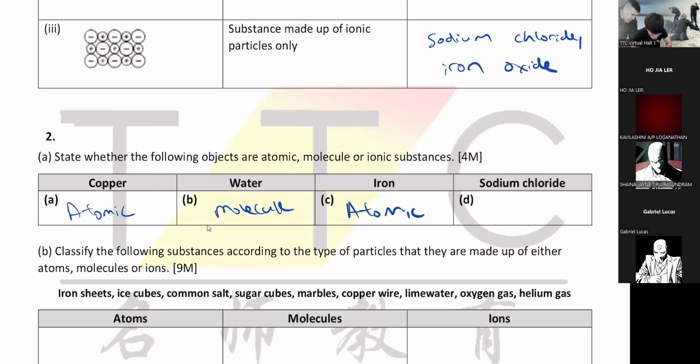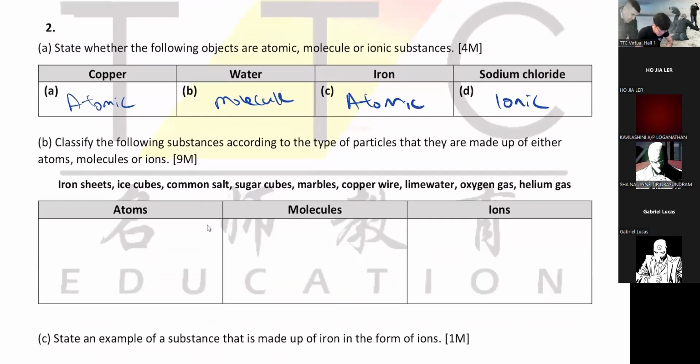And then the last one, sodium chloride. Sodium chloride is salt. Salt is metal plus non-metal, so this is ionic. Okay, ionic substance. Okay, next B. Classify the following substances according to the type of particles they're made up of, either atoms, molecules or ions. So easy lah. First one, iron sheets. Iron is metal, so it's definitely atom.